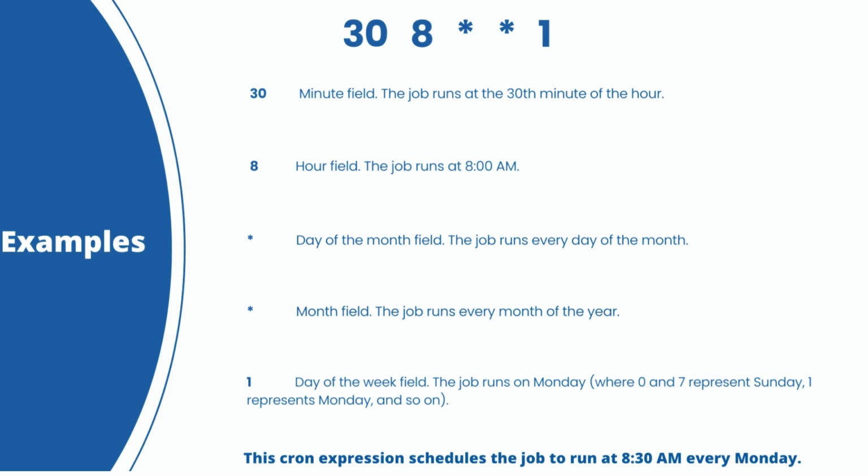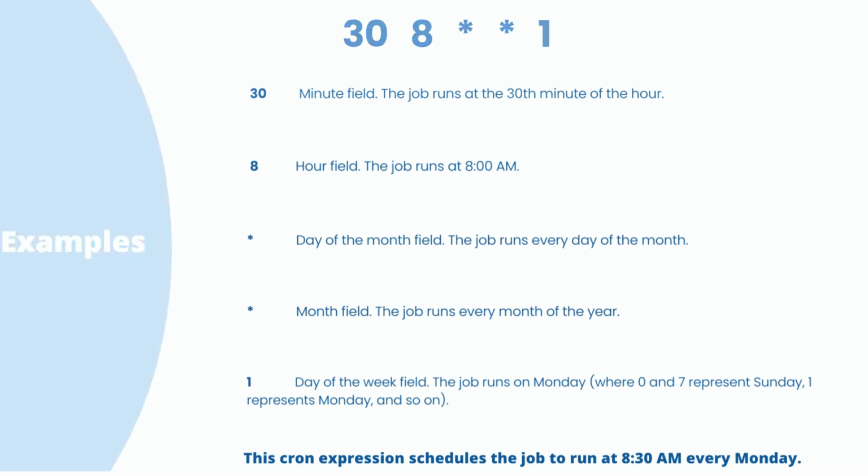Remember, anything before 12 is in the morning, which is AM. The asterisk for the day of the month and month fields simply means run for every day of the month and every month of the year. The last part, which is one, means run on Monday. Remember, one means Monday, two means Tuesday. So this expression basically means run the job at 8:38 a.m. every Monday. We'll look at two more examples just to drive the point home.